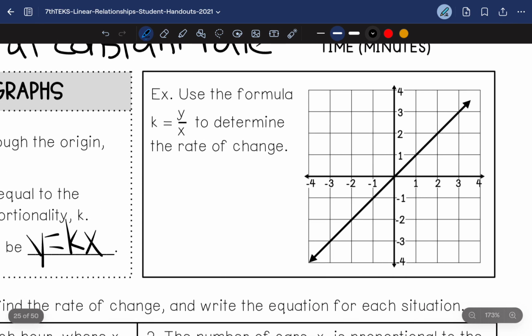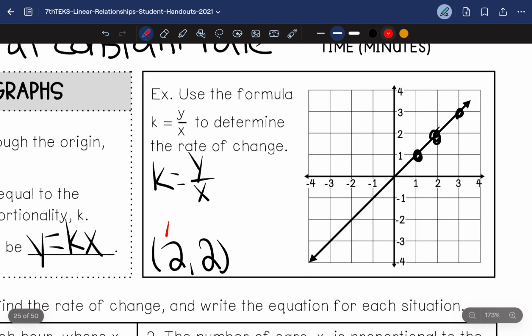Example, it says to use the formula k equals y over x to determine the rate of change. So if we look at this graph, we have to pick a coordinate. We have 1, 1, 2, 2, 3, 3, and even backwards we could use those. So k equals y over x. I'm going to write the ordered pair down below here. I'm going to pick 2, 2.